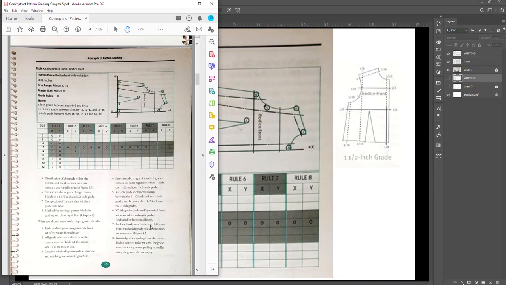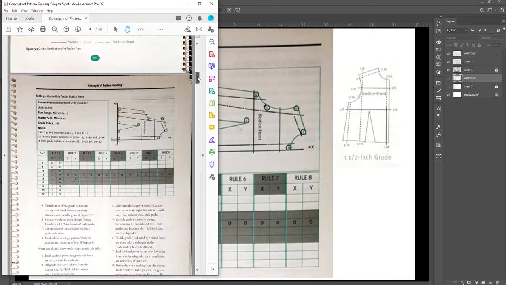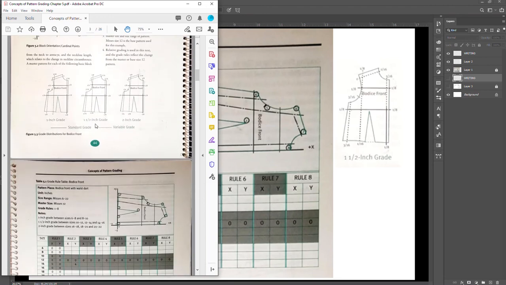We're going to leave off the smaller and larger sizes, which use different grade rules, just to make things easier, because we're just learning about this concept at this point. So the 1.5-inch grade rule is the center one, and it's only used for this gray section in your worksheet. And it says right under notes that the 1.5-inch grade is used for 10 to 12, 12 to 14, and 14 to 16.